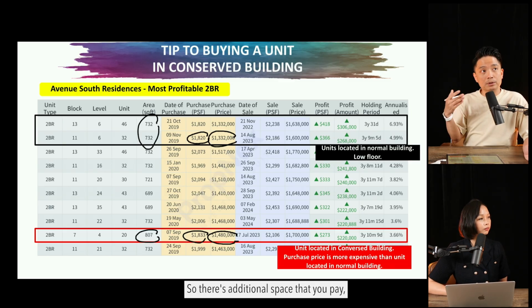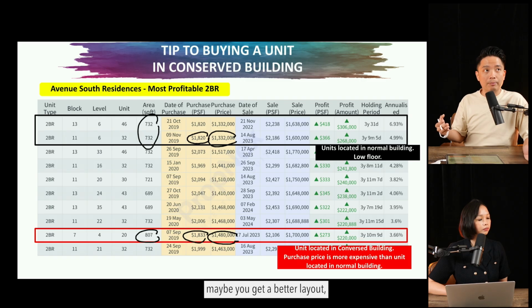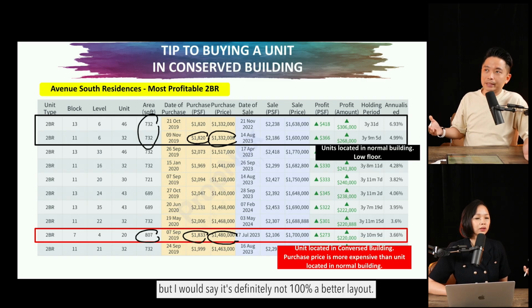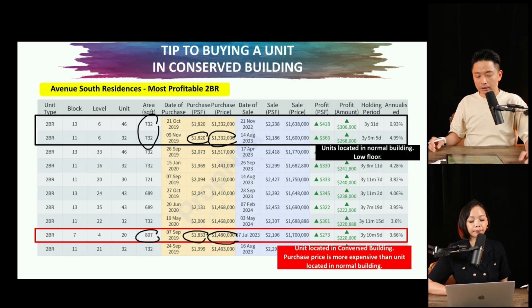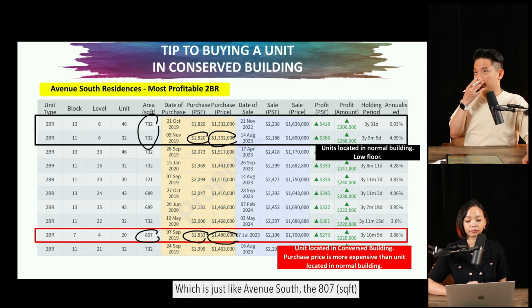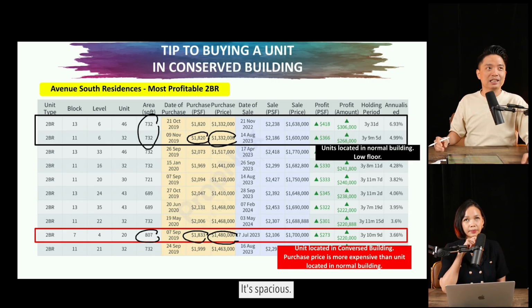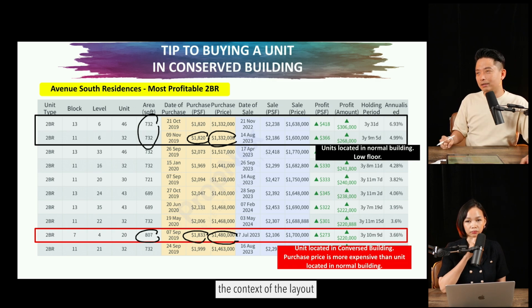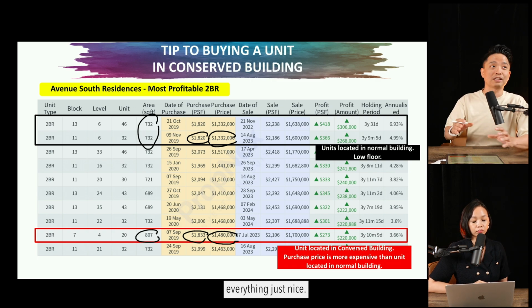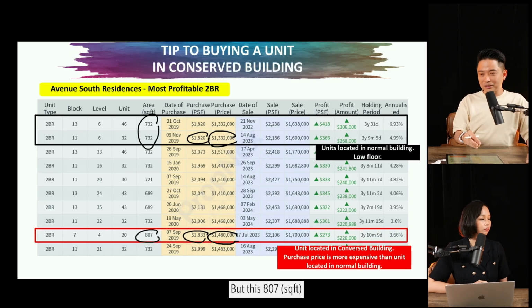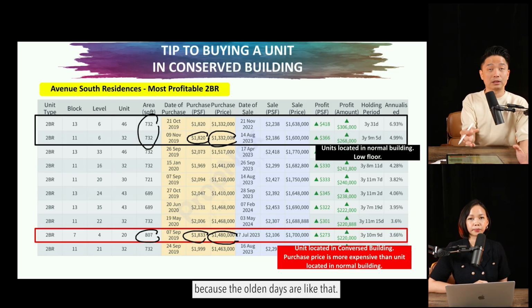So there's additional space that you pay for. Maybe you get a better layout. But I would say it's definitely not 100% better layout, because you still have to be restricted to the building construction to actually build whatever you need, right? Just like Avenue South, the 807 layout is spacious. The living room is very big. But today, the context of the layout is that they build things efficiently, which means the living room is just nice, the rooms just nice, everything just nice. But this 807, they will load a lot on the living room because the olden days were like that.